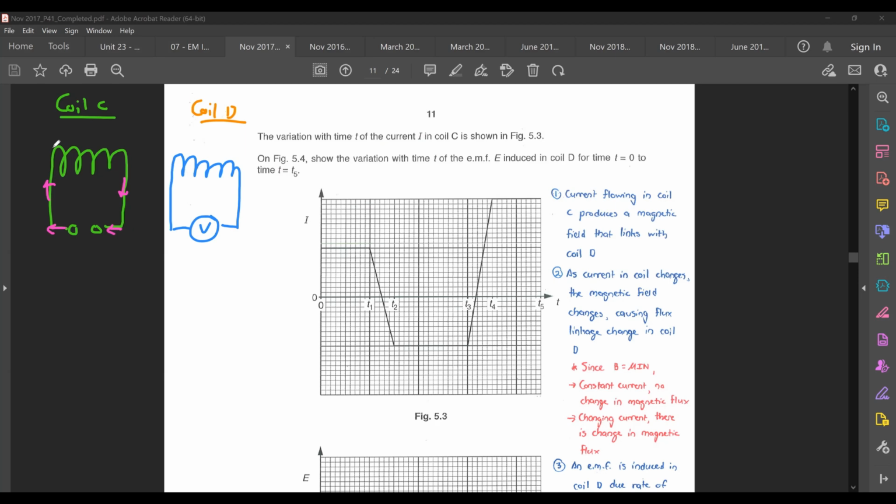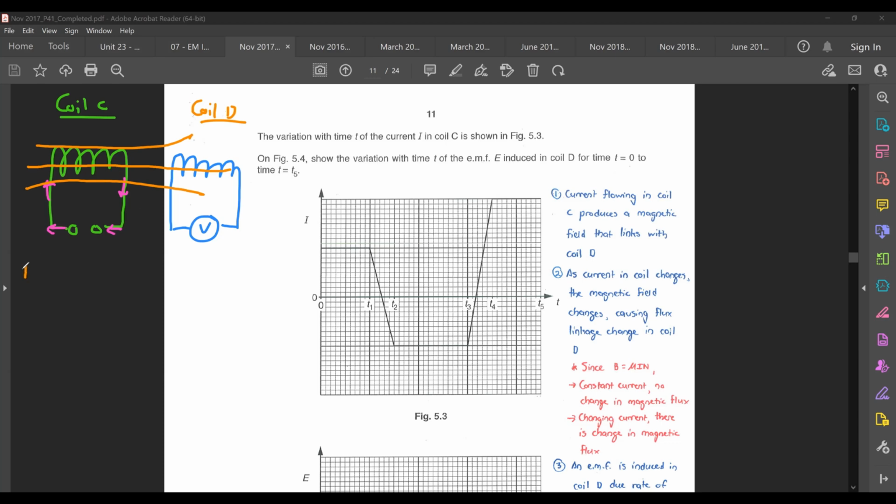There's no relative motion between your conductor and your magnetic field, but rather there's a changing magnetic flux right now that causes your induced EMF. Here, there's no relative motion. There's still going to be induced EMF. It's mainly due to the fact that your conductor is inside a changing magnetic flux or changing magnetic field. So if you look at coil C, current flowing through coil C itself will actually cause a magnetic field. So that magnetic field probably looks something like this.